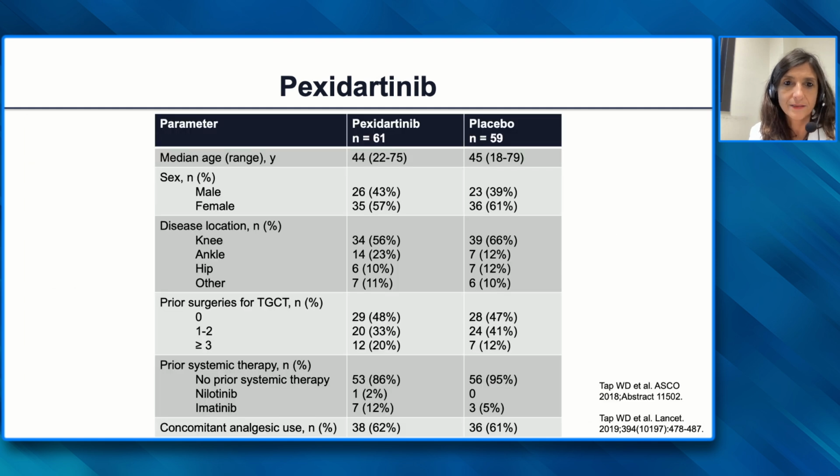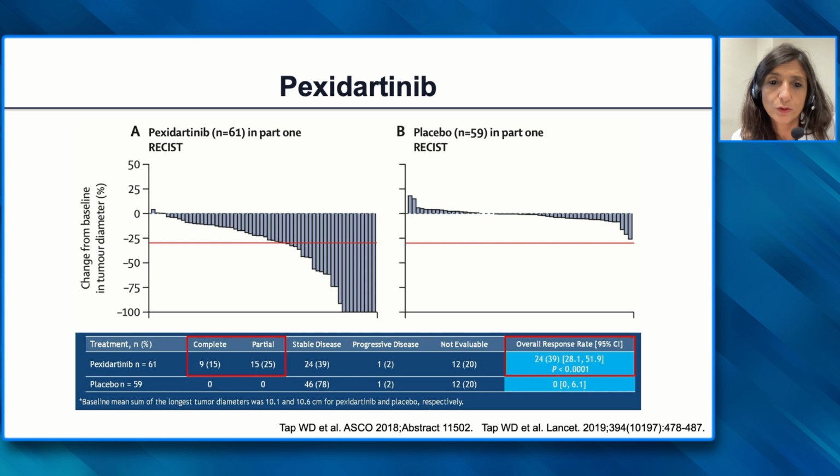This is the table showing the 60 patients undergoing pexidartinib and 60 placebo. No difference in age, and about 90% in both arms received no prior systemic treatment. Interestingly enough, about 50% of the patients already had surgery, and this is the response.